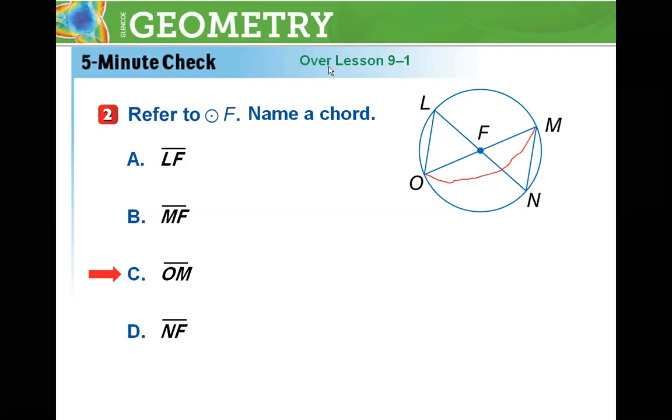So if I ask you about a chord, here we have only one chord, because LF is a radius, MF is a radius, NF is a radius. So these are 3 radii. Only OM is my chord. It's a diameter, but from the definition, the diameter is a chord. So any diameter can be a chord. Okay, thanks, Abdullah. I'm going to another example.